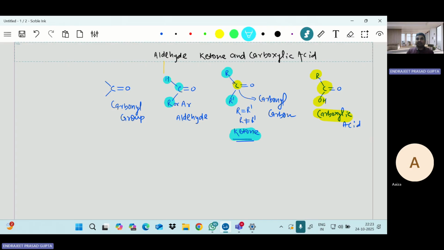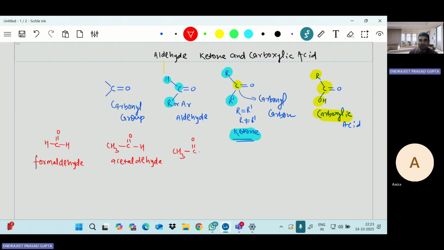If both sides H, it will be again aldehyde. Like if you are writing this carbonyl carbon double bond O, and this side H and H, this is called formaldehyde. And this formaldehyde is the smallest member of aldehyde. If you are writing CH3 and then C double bond OH, this is called acetaldehyde.